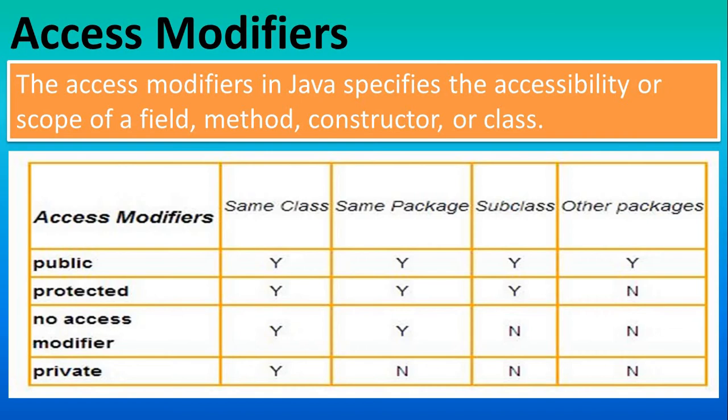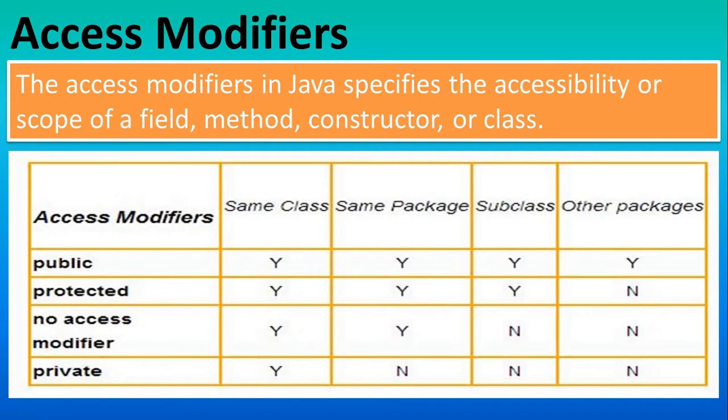Hello guys, this tutorial is in continuation of the previous tutorial. In the previous tutorials we have seen the private, default and protected access specifiers. Now it's time to jump on to the public access specifier.